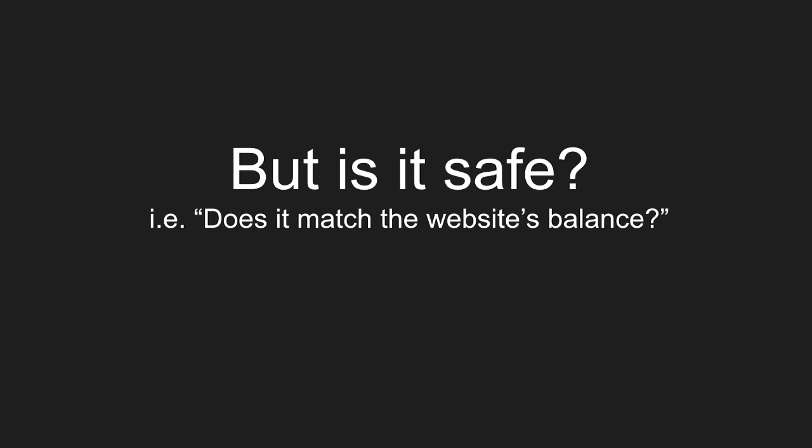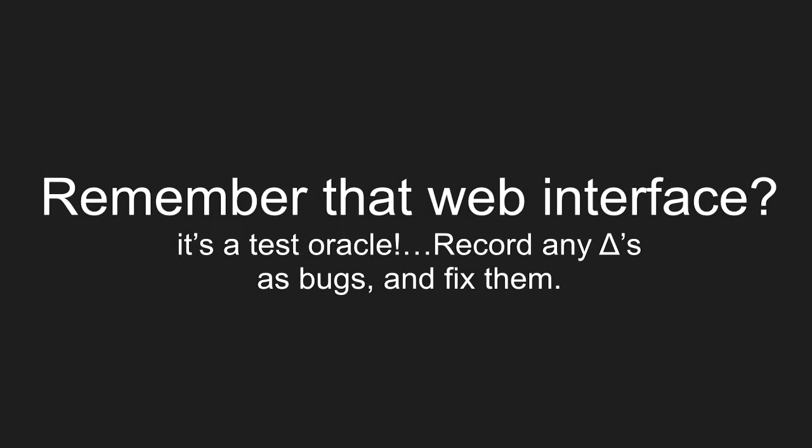Well, great, but that site doesn't really have an API. It is a test oracle, so one approach would be to record any deltas between the reward point balances that we're showing in our new component when I call my new method, and compare that to what the website would have shown.